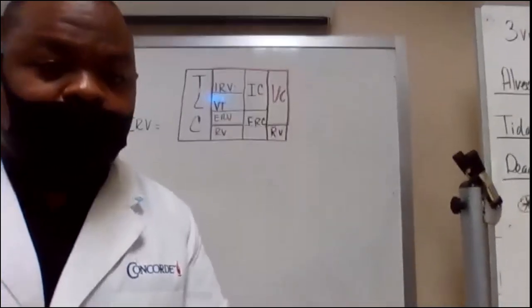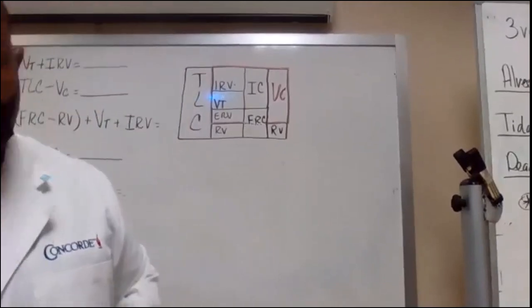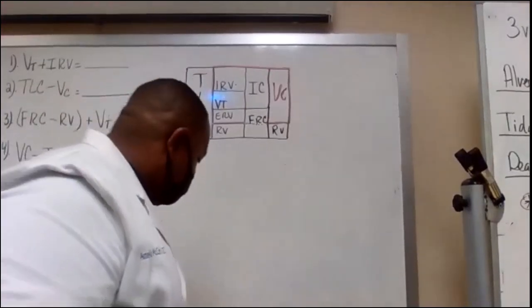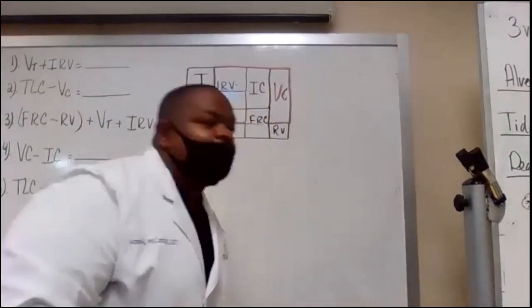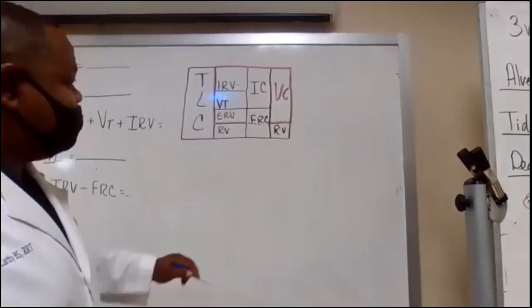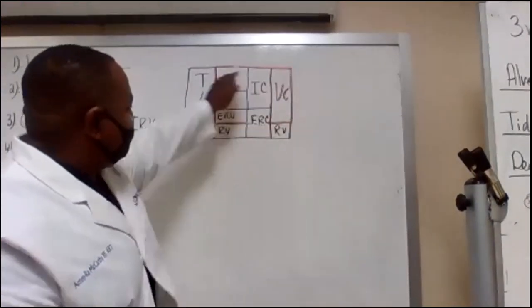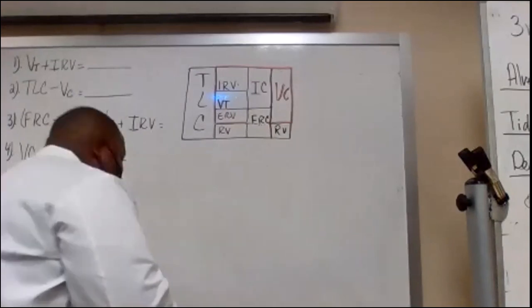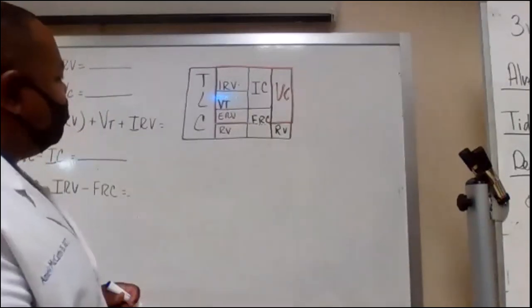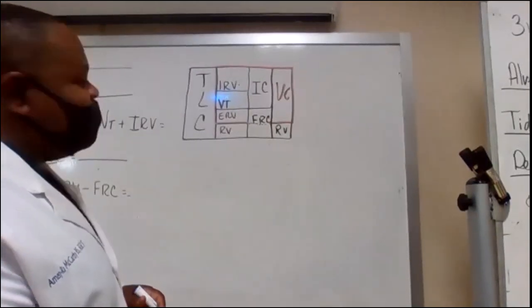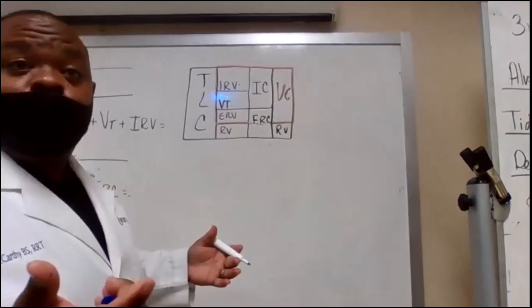Colors really help it pop. I don't know how well y'all can see my colors, but all right. So if I did vital capacity as red, right? So my vital capacity, and then let's pick blue. Let's do inspiratory capacity as blue.